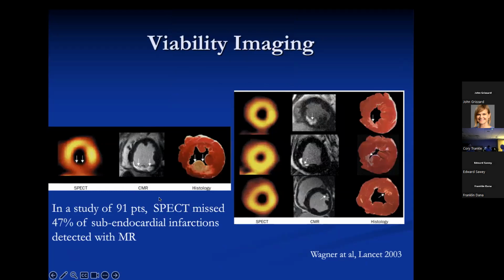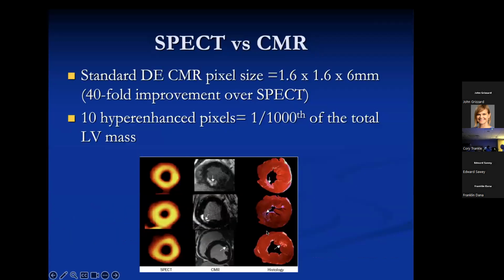How about compared to SPECT images? In a study of 91 patients, SPECT missed about half of the subendocardial infarctions. Here's that dog model I showed before. Here's SPECT images, histologic images, clearly an infarct on MR, no infarct evident on SPECT images, right? Because SPECT images can only show you what's alive. The only way you're knowing what's dead with SPECT is if the photon deficit is sufficient, right? Whereas with MR, you're directly demonstrating not only what's alive, you're showing what's dead, and it makes a huge difference.